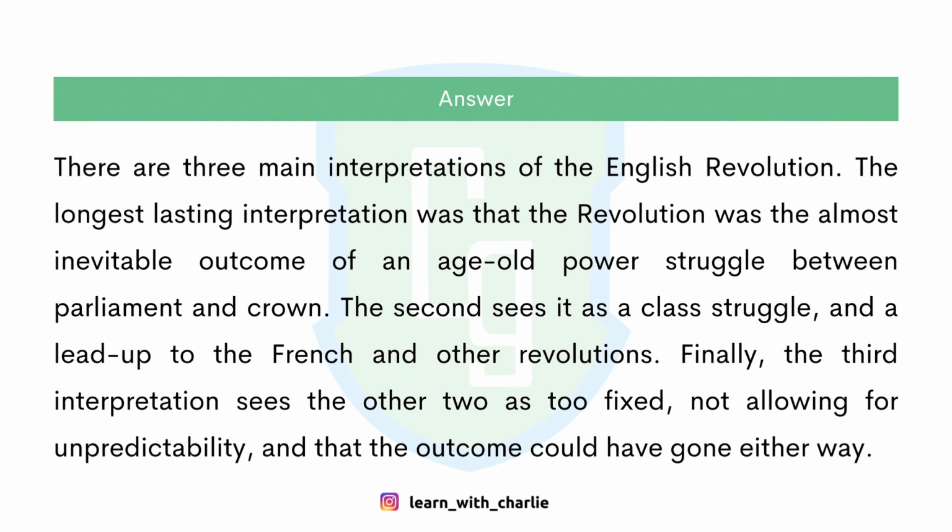There are three main interpretations of the English Revolution. The longest-lasting interpretation was that the revolution was the almost inevitable outcome of an age-old power struggle between Parliament and Crown. The second sees it as a class struggle, and a lead-up to the French and other revolutions. Finally, the third interpretation sees the other two as too fixed, not allowing for unpredictability, and holds that the outcome could have gone either way.